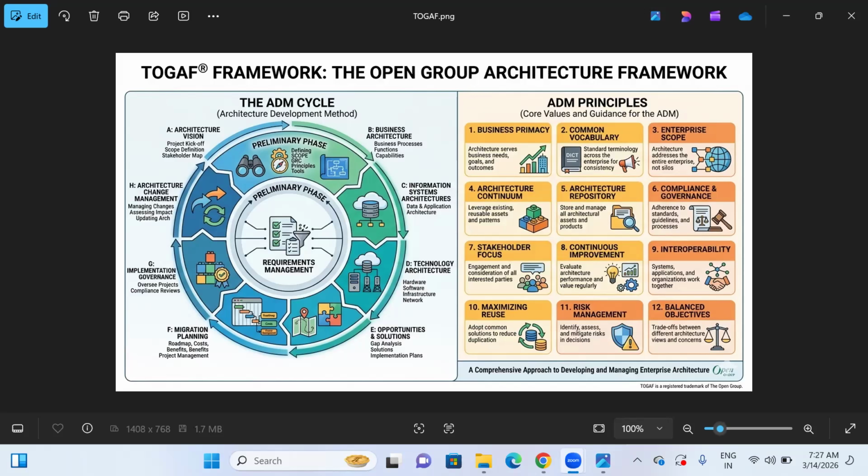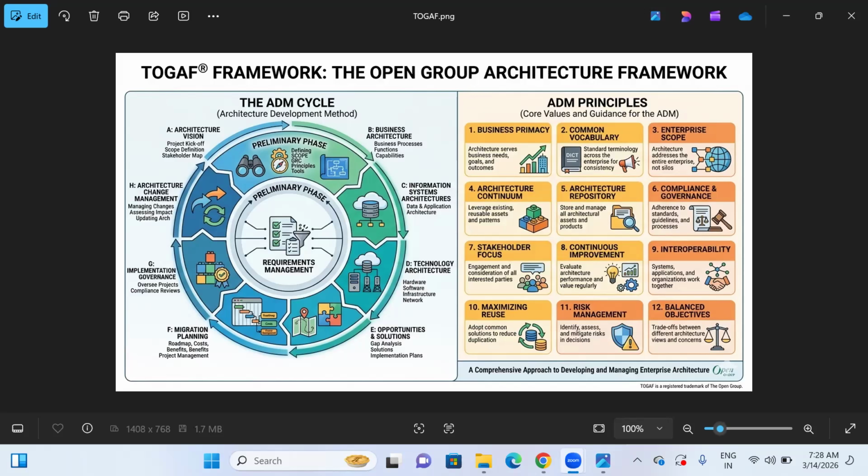Next, implementation governance, wherein we need to see project compliance reviews. Everything will be part of implementation governance, including architectural change management, managing the changes, as well as assessing the impact of updating the architecture. This is all about changes, because in future any business-level changes should have the flexibility to be accommodated. This is all about the architecture development method, which on a high level one should know.